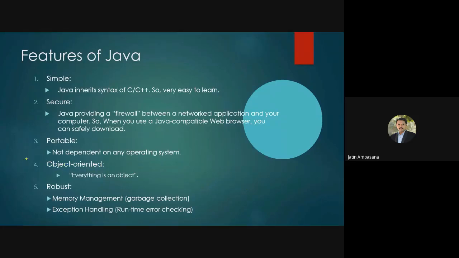And it is object oriented. Everything is an object. Everything is considered inside a class only. All the code is mostly inside the class only. And it is robust. It has good memory management, automatic garbage collection, and also good exception handling. Runtime error checking is also there. So these are some of the features, and out of these we will be focusing more now on the object oriented feature.